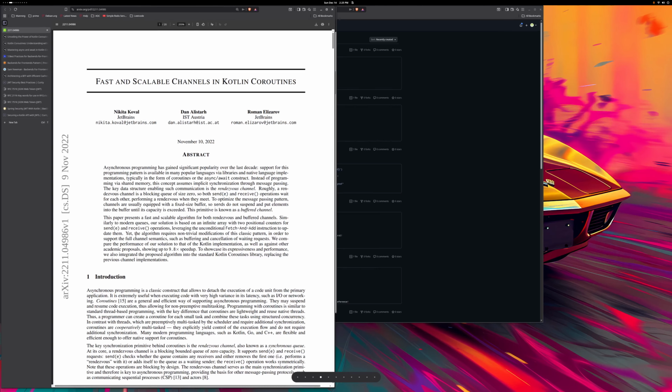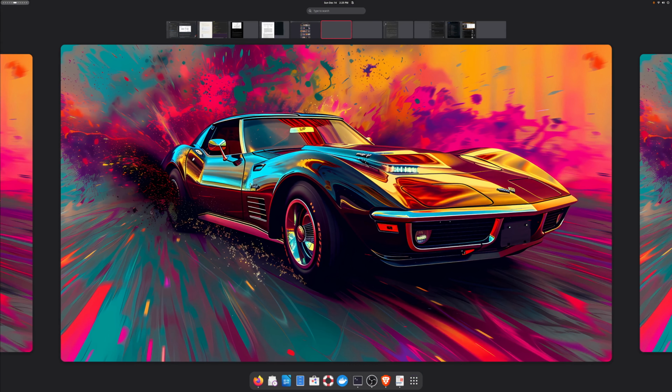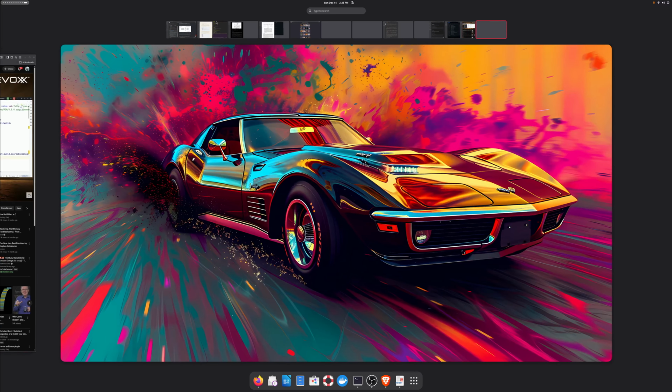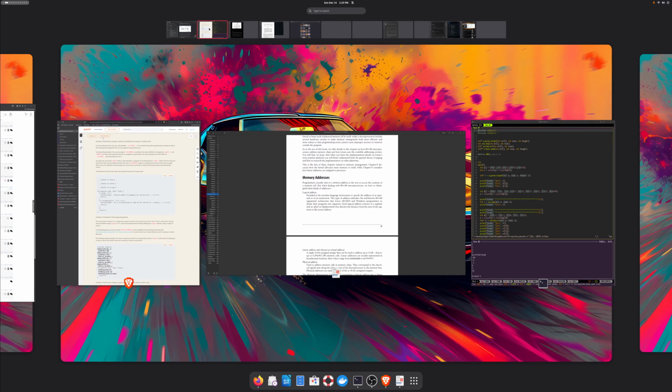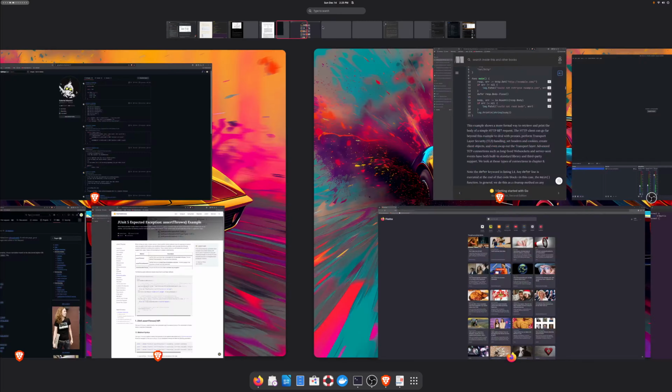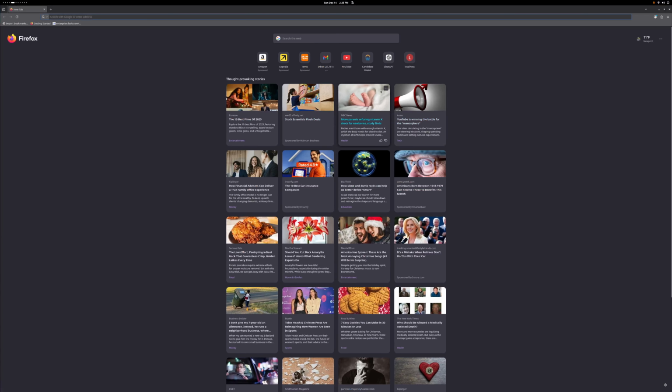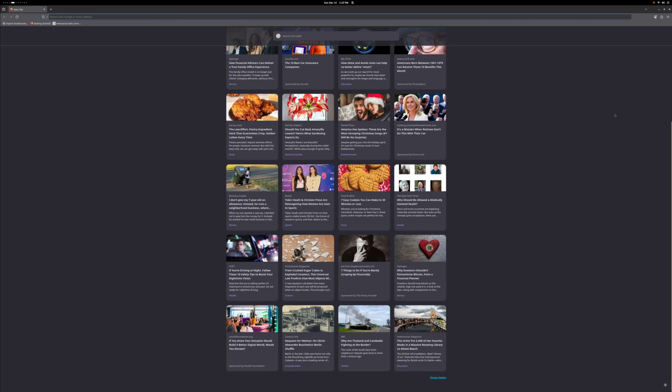If I can find my stuff now. I don't know where I kept it. It's right here. Look at that. I don't know what this is. I've never used it. Oh, it's Firefox.